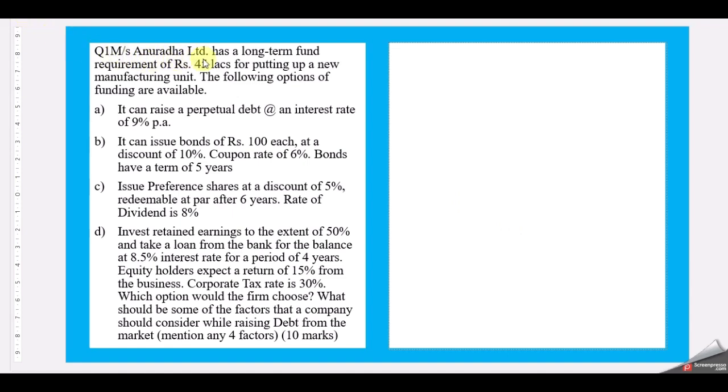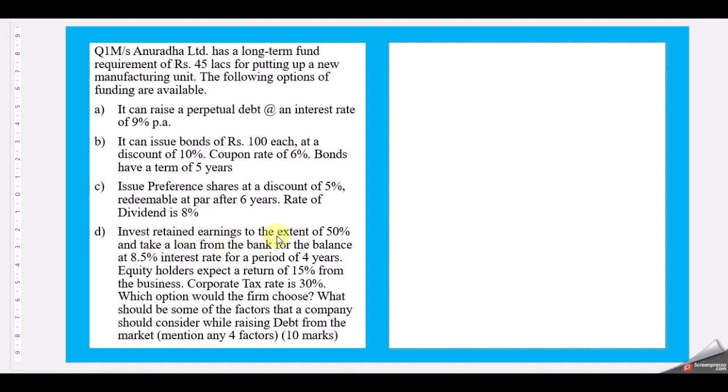Question 1. Anirudh Limited has a long-term fund requirement of Rs 45 lakhs for putting up a new manufacturing unit. The following options of funding are available. It can raise a perpetual debt at an interest rate of 9% per annum. It can issue bonds of Rs 100 each at a discount of 10%, coupon rate of 6%. Bonds have a term of 5 years. Issue preference shares at a discount of 5%, redeemable at par after 6 years. Rate of dividend is 8%.